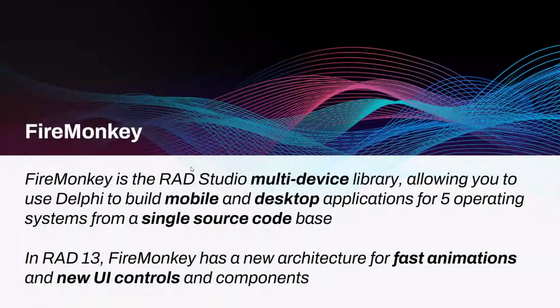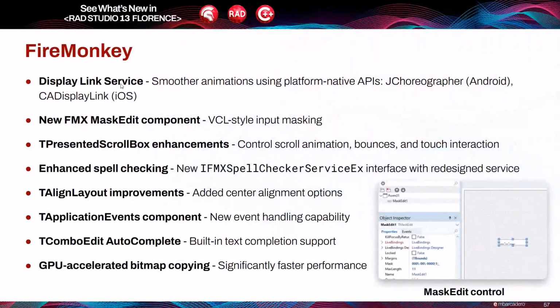And in the FireMonkey space, we have a display link service. Now it's for smoother animations, using platform native API: on Android it uses JChoreographer, and on iOS it uses CADisplayLink. This is, again, under the hood. You don't need to do anything, but the animations are going to be much smoother. We have a new mask edit component that is VCL style, similar to VCL, as you can see in the screenshot bottom right. A bunch of other new improvements. One that is quite cool is the new align layout improvements. So in case there weren't enough, now we have more ways to align components in FMX applications.